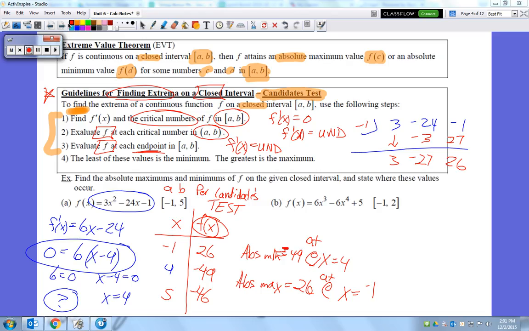Another way that you could write that. The reason why I'm going to show you is because you might see it in pieces that they give you. F of 4 is negative 49. F of negative 1 is 26.